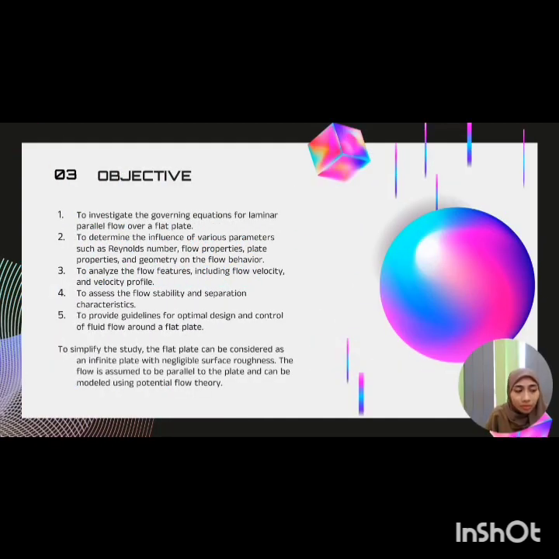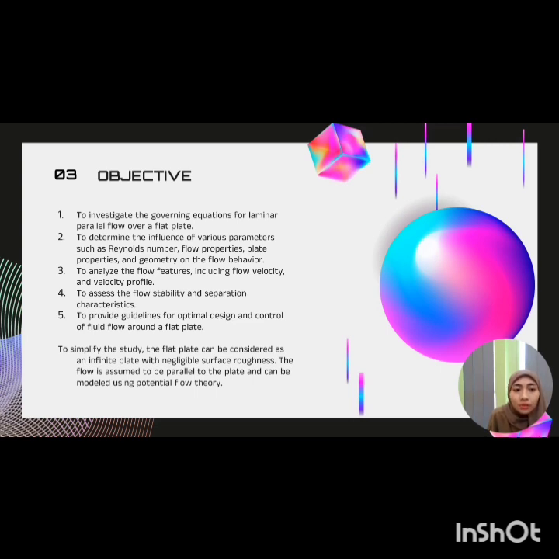I will continue. My presentation is our objective. The objectives in this study are to investigate the governing equation for laminar parallel flow over a flat plate, and to determine the influence of various parameters such as Reynolds number, flow properties, plate properties, and geometry on the flow behavior.